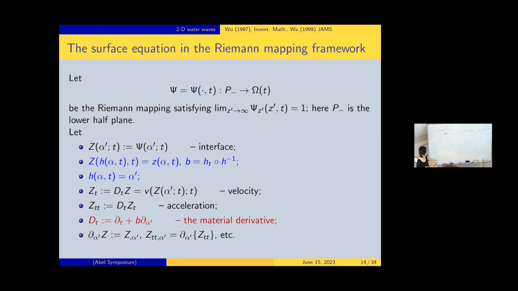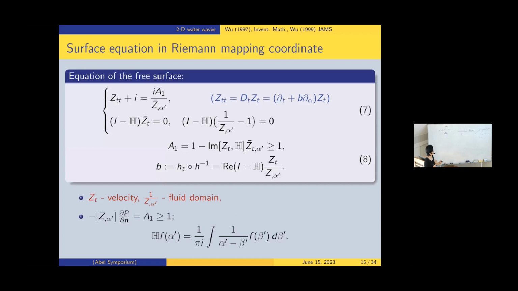Now we rewrite the interface equation, the Euler equation, in terms of the Riemann mapping coordinate alpha prime. It's the same as before. Remember this is acceleration, just a notation, and this is the negative of the gravity.